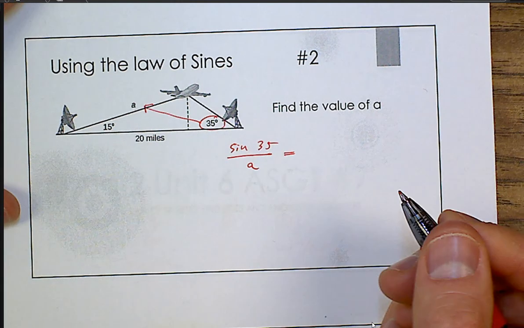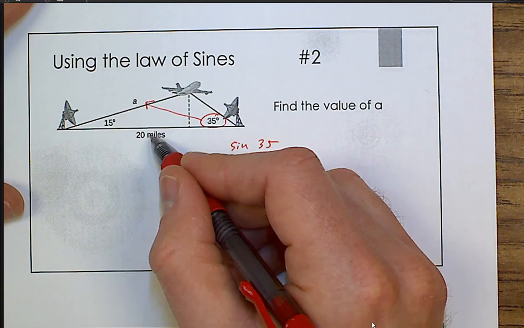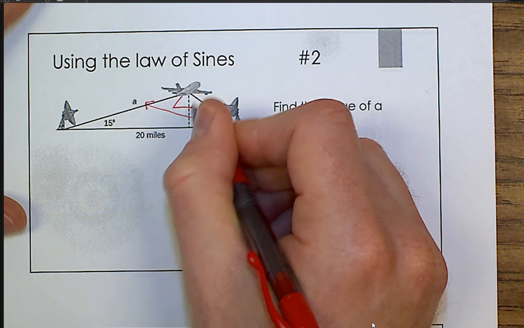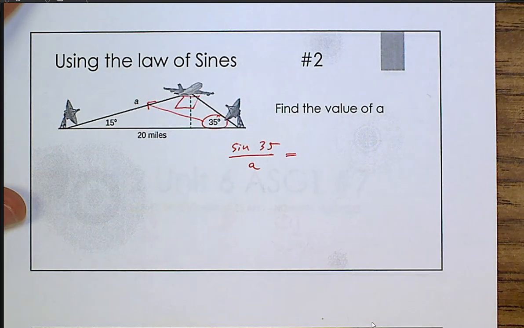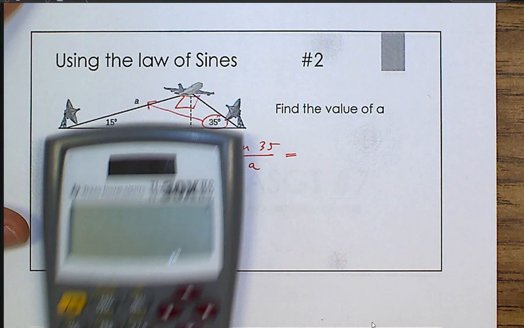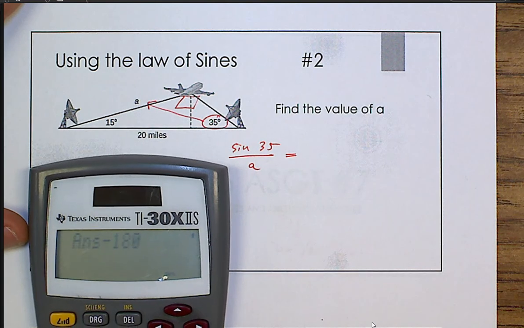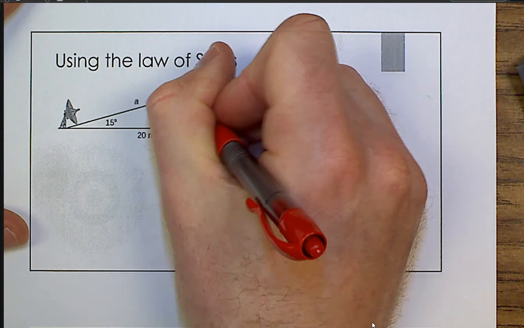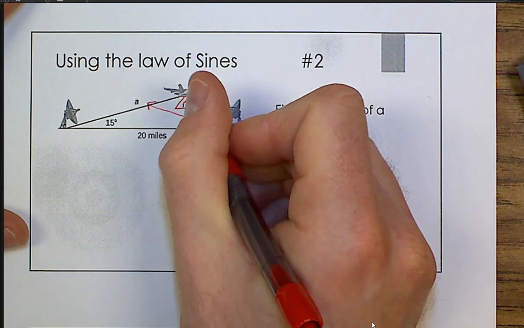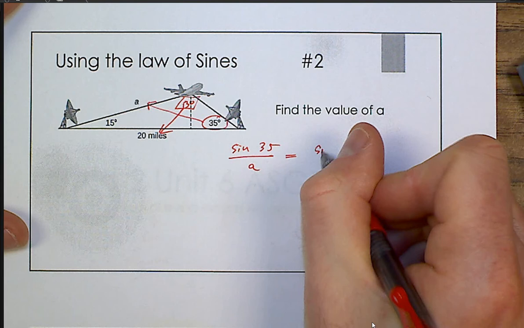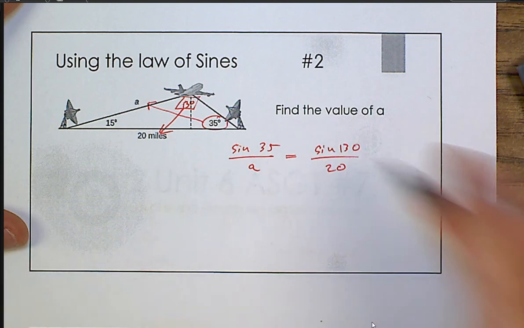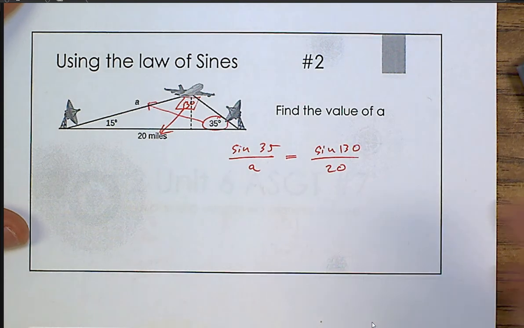Now, I have this 20 here. I need to know what this angle is. So it's almost the same situation we just did. So I can go 15 plus 35, subtract that from 180. You should get 130. So this is 130. So then it's this angle with 20, so it's the sine of 130 over 20. And that's the setup. Cross multiply again.